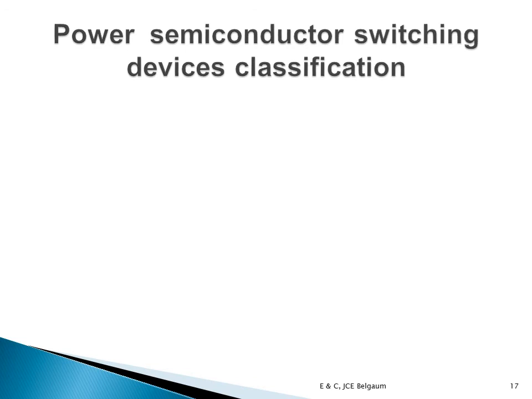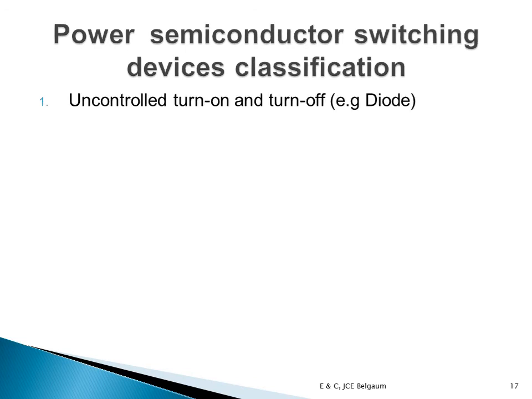Next is power semiconductor classifications. So we have uncontrolled turn on and turn off. Example, diode. Why is a diode uncontrolled? Because once I apply forward voltage, it turns on. There is no gate or base for it to turn on or even turn off. I remove the forward bias, it turns off. So the turn on and turn off is uncontrolled. So which device has uncontrolled turn on and turn off? It is the diode.